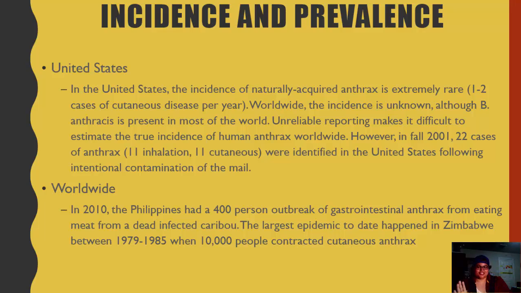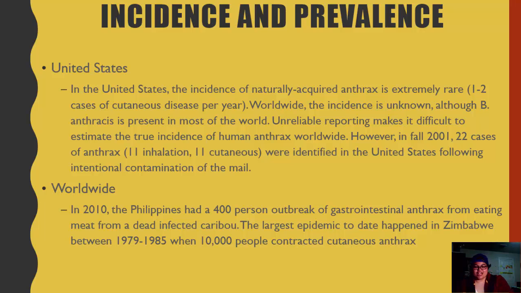Then in the Philippines, and if you thought 22 was bad, 400 people had gastrointestinal anthrax from eating meat from infected caribou. I don't know how the caribou got there, but it was bad. Then, even worse than that, in Zimbabwe, 10,000 people got cutaneous anthrax in the span of, let's see, 6 years. So that's wild.